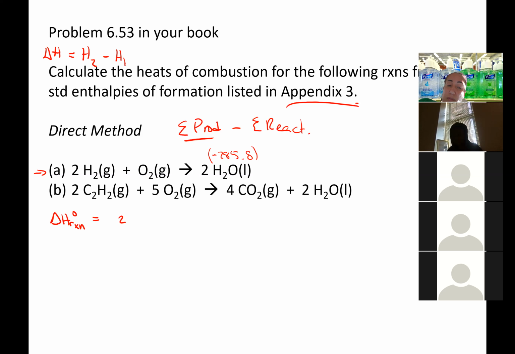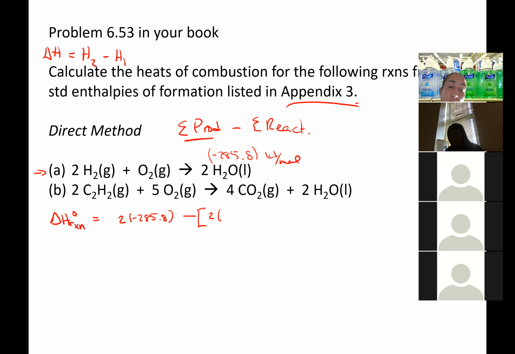It would be 2 times negative 285.8 kilojoules per mole. Right, and that's what they all are, so I'm not going to rewrite it all the time, but negative 285.8, okay. Minus. And then you would have parentheses or brackets, depending on how you want to write it. And then you would add the enthalpies of formation for the two gases, but since those are how those gases come, they'll both be 0.